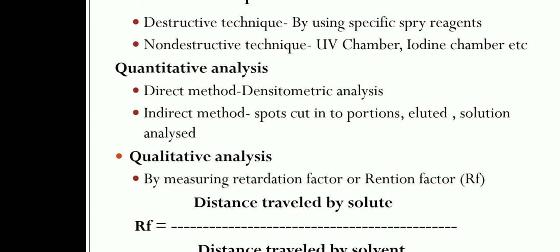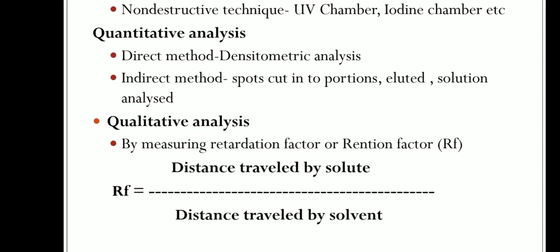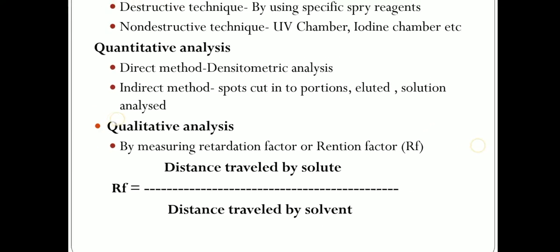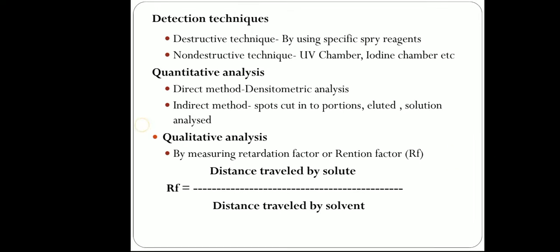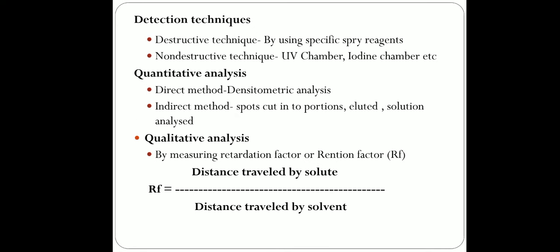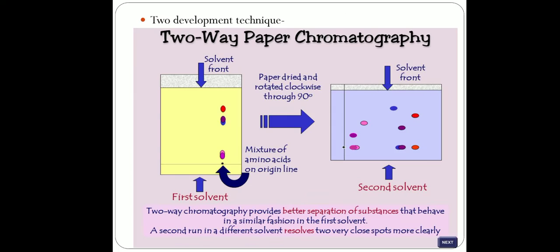The next one is qualitative analysis, by measuring the retardation factor or retention factor. The RF value, in symbol, is represented as R capital letter and F small letter. The RF value is the distance travelled by solute divided by the distance travelled by solvent. Distance travelled by solute divided by distance travelled by solvent, that is the RF value.